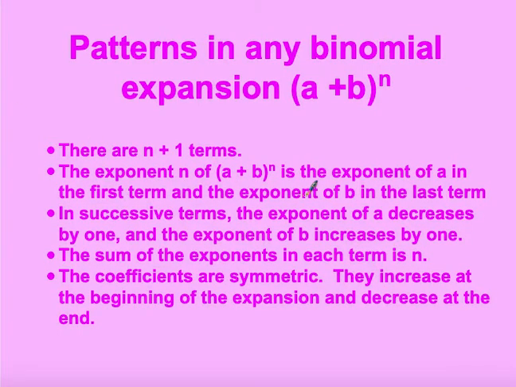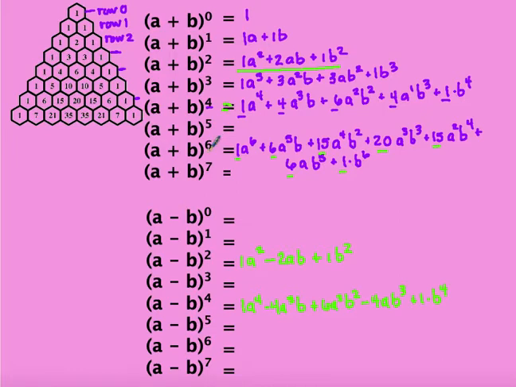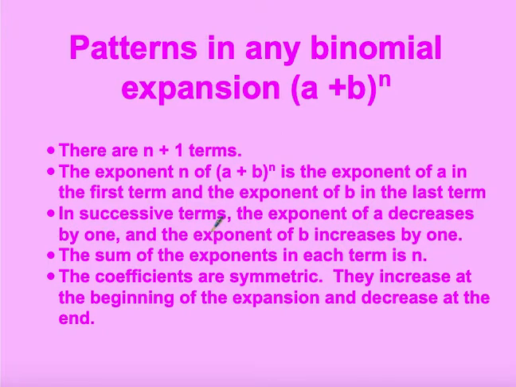The exponent, n, is the exponent of a in the first and b in the last term. If I go back, when I did the sixth power, the first term has a 6, the last term has a 6. But each one always adds to be 6 also. In successive terms, the exponent of a decreases by 1 and the exponent of b increases by 1. So we decrease the a, we increase the b. That's the first term versus the second term. The sum of the exponents in each term is n. I've repeatedly said that. And the coefficients are symmetric. They increase at the beginning of the expansion and decrease in the end.